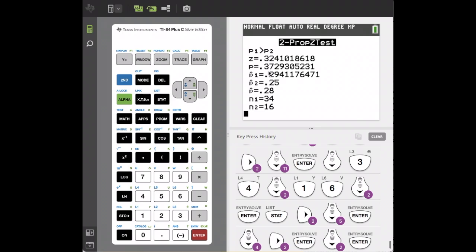Our p-value is really high, 0.37, so that tells us our evidence is not very convincing. So we would fail to reject the null hypothesis, and we do not have convincing evidence to support that a yawn seed actually increases the proportion of people who yawn. So we don't really have evidence that yawning is contagious.